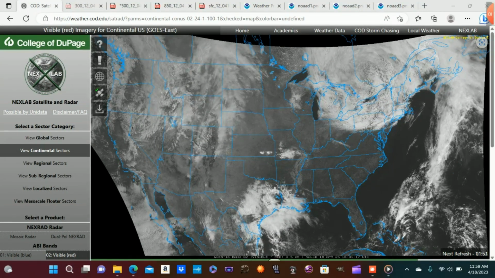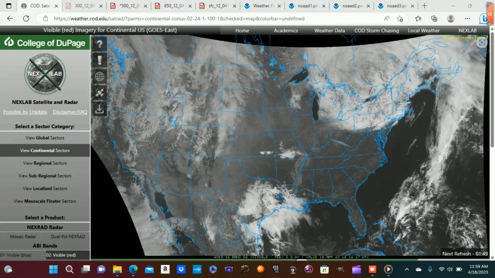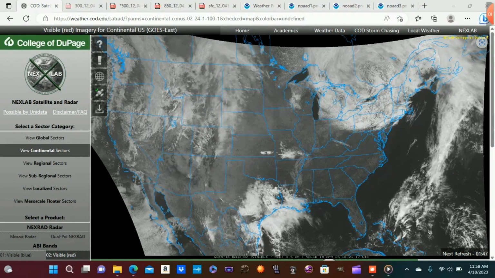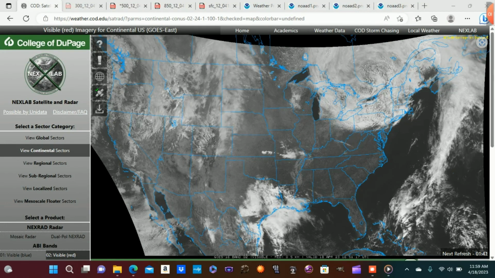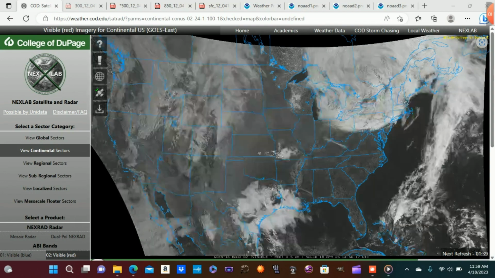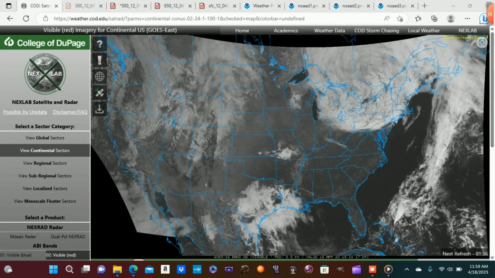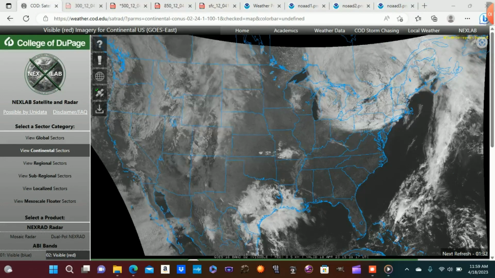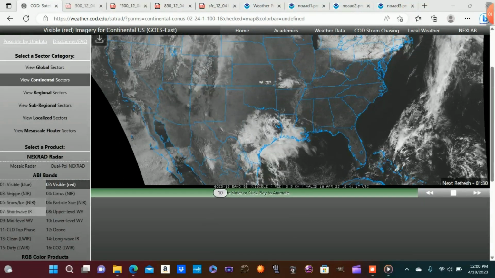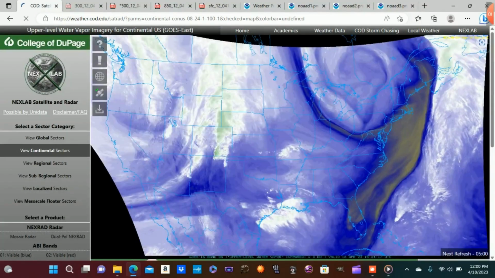So the visible satellite imagery this morning shows a big swirl over southeast Canada, and that is the same storm system that impacted the middle of the country late last week, and is slowly tracking to the northeast. This is going to be bringing dry continental air across much of the eastern U.S. Switching to the upper level water vapor view.